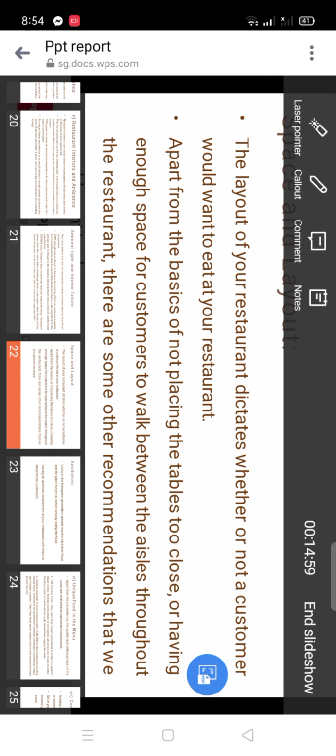So, space and layout. The layout of your restaurant dictates whether or not a customer would want to eat at your restaurant. Apart from the basics of not placing the tables too close or having enough space for customers to walk between the aisles throughout the restaurant, there are some other recommendations that we would want to share.